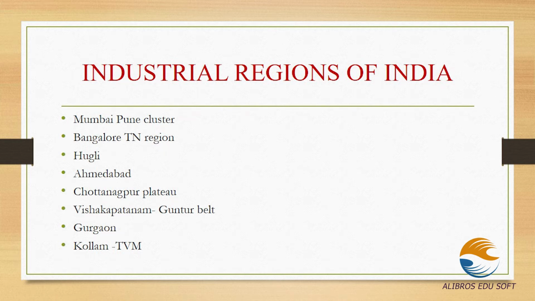The Mumbai-Pune cluster has a large number of industries. According to the weather and market, that place is very flexible for starting an industry. Next is the Bangalore, Tamil Nadu region. Next one is Hooghly on the banks of Kolkata. Here, water availability and transportation are very easy. Next one is Ahmedabad. In the Baroda region of Ahmedabad, there are a large number of textile industries. Also in Surat.